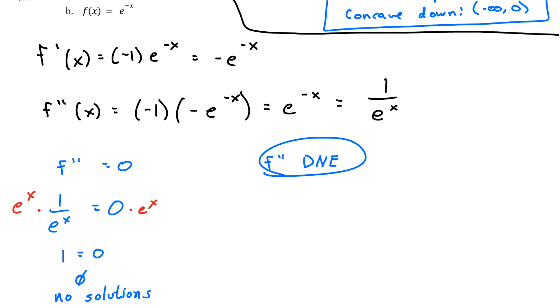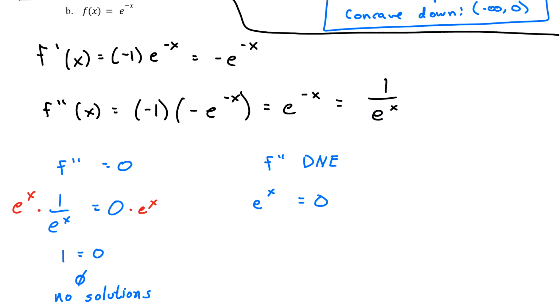I also want to go ahead and think about places where f double prime does not exist. For this particular problem, the thing that I am worried about is places where my denominator is equal to 0. So I'm going to take that denominator, e to the x, and set that equal to 0.